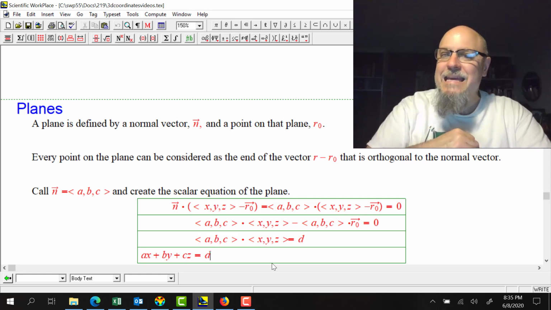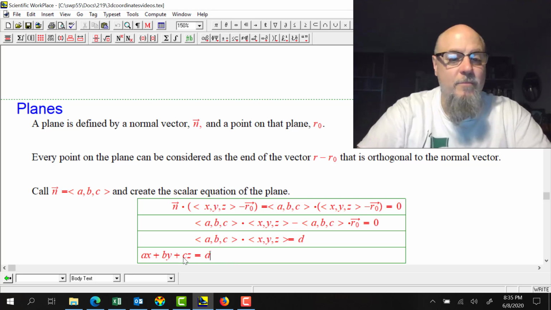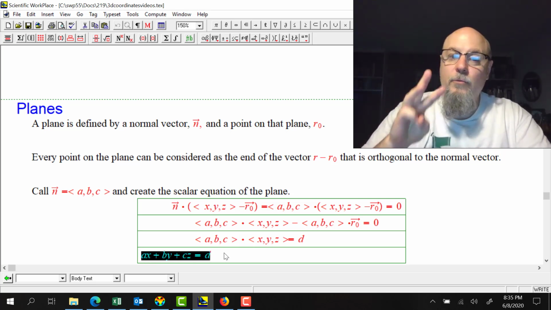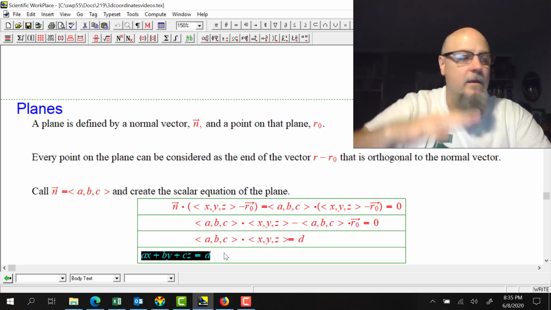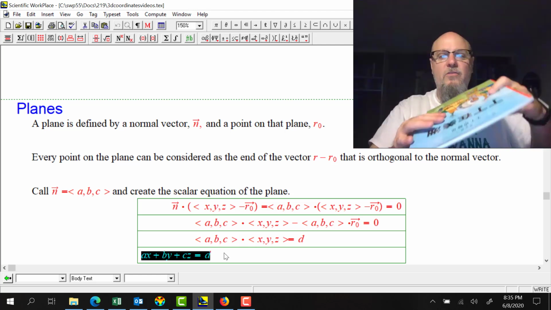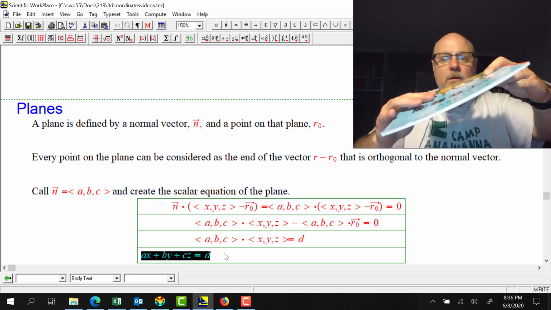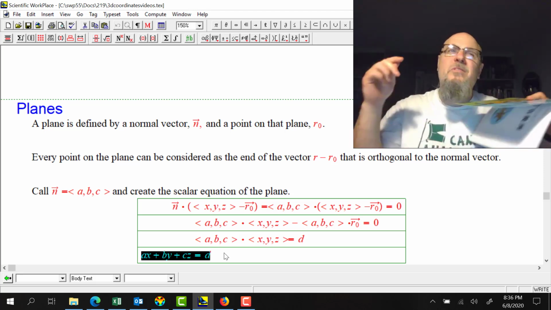How do I figure out what D is? Well, once I know what A and B and C are, I can just plug in any point that's on the plane and I can solve for D. But at least we've made what we're referring to then. If we say scalar equation of the plane, that's what we mean. There's 4 parameters. 3 of them, the A and the B and the C, are from the normal vector. The D has to do with the height, because many different planes can be all parallel. They can all have the same normal vector, but only one of them goes through the point R naught. Only one of them has that specific D value.